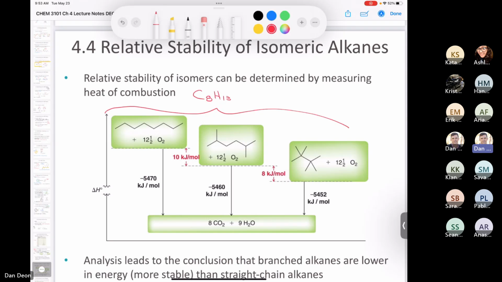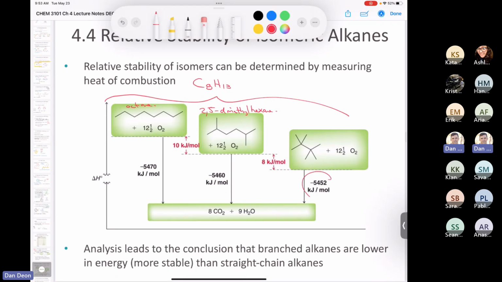As you have more and more branches, so you go from octane to 2,5-dimethylhexane, and you can name the last one yourself. It's 2,2,3,3-tetramethylbutane. The more branches that we have, the less heat that's given off. And so what does that tell you? The conclusion is that branched alkanes are lower in energy and therefore more stable than straight chain alkanes. Now, again, the reason why is beyond the scope of our course, but you should know what I have highlighted in yellow. The more branching you have on an alkane, the more stable it becomes.